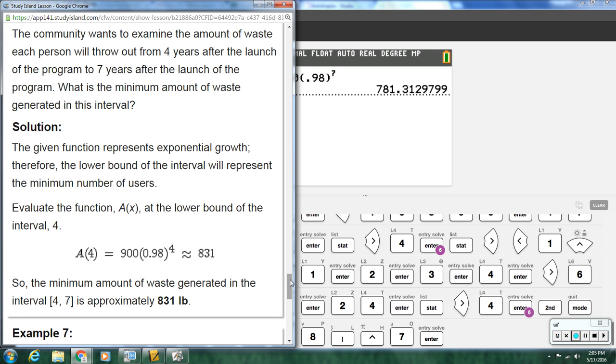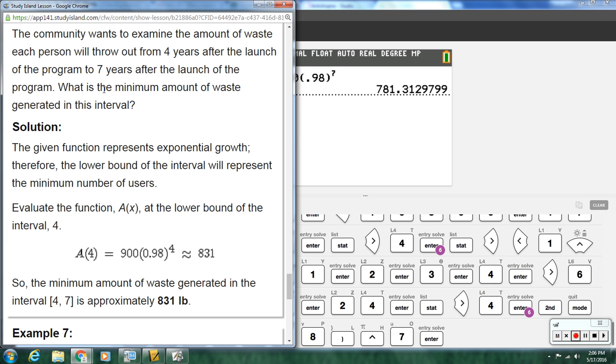Read that explanation, see if that makes sense. Forget about that first sentence. The lower bound, that means the 4, the lower bound of the interval will represent the minimum number of users. Any ideas why they did that? Here's a hint. Anytime they're asking for a minimum, use that smaller number. So if they're asking for a maximum, use the larger number.